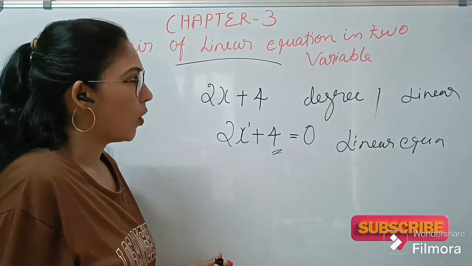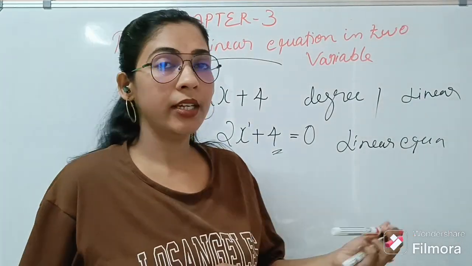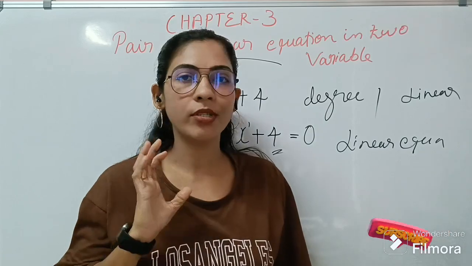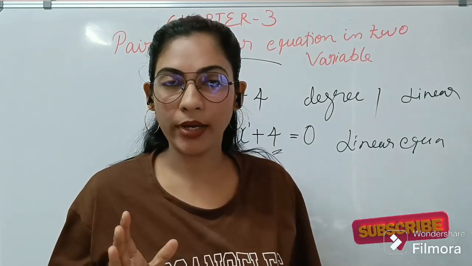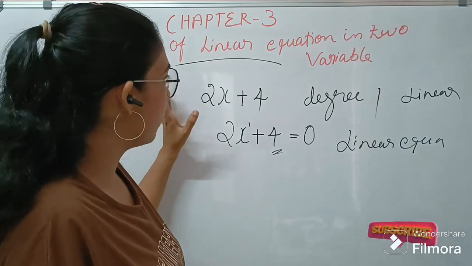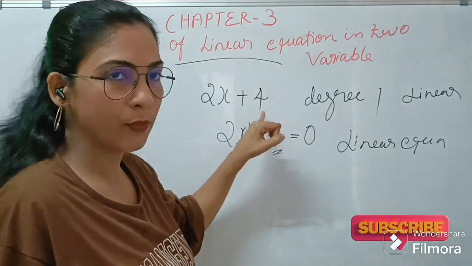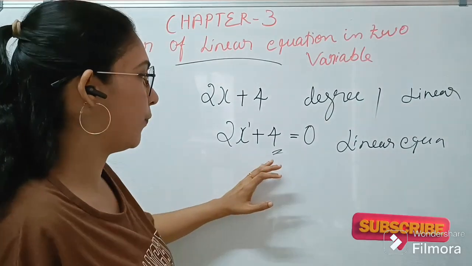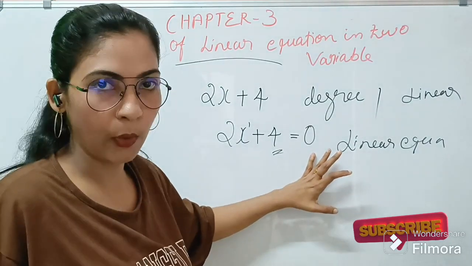So my question is, what is the difference between linear equation and linear polynomial? See the difference here. The polynomial is expressed as 2x plus 4 and the linear equation is written as 2x plus 4 is equal to 0.